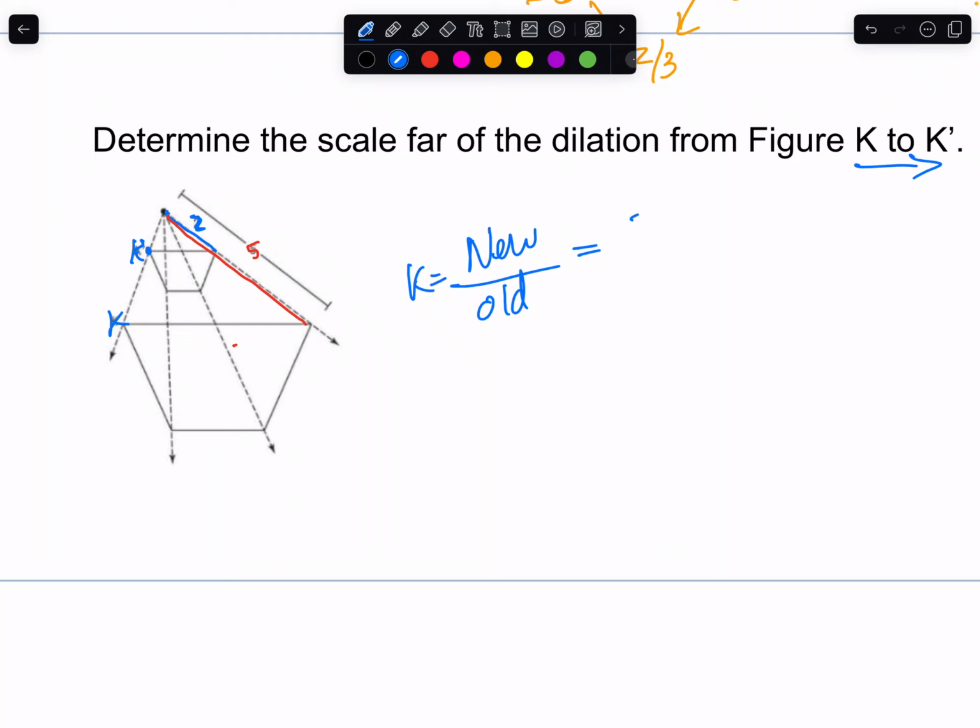The new one is 2. The original one is 5. I can simplify that fraction smaller, so as you can see, the scale factor is 2/5, which is about 0.4. And 0.4 is definitely less than 1, which is why our original image is going through a reduction, because it's reducing in size.